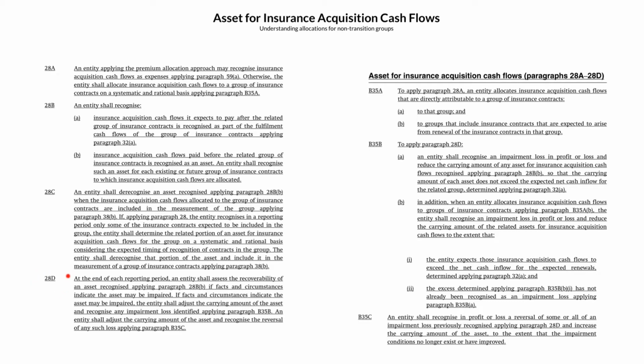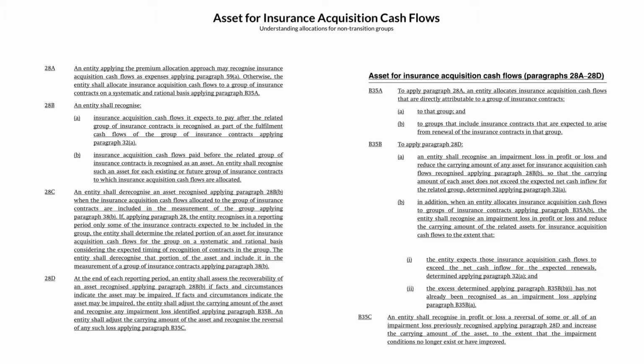In paragraph 28D, it says that at the end of each reporting period, the entity shall assess the recoverability of these assets. So that's these assets here. And then at each period, whichever assets that you have not yet derecognized, you need to assess for impairment. If facts and circumstances indicate the asset may be impaired, the entity shall adjust the carrying amount of the asset. So basically what that means is if it may be impaired, you recognize an expense for the degree to which it's impaired. Let's look at the Appendix B.